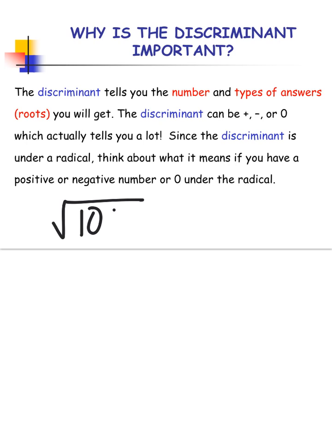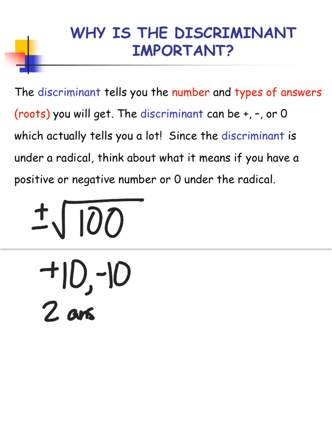Let's put a positive number under the radical. The square root of 100 is 10. But wait, if you remember, we've learned that there's really two answers there. So the square root of 100 is either 10 or negative 10. Two answers. There are other possibilities where they might not be whole numbers, but still what we're seeing is that a positive number under the radical for the discriminant gives us two answers.